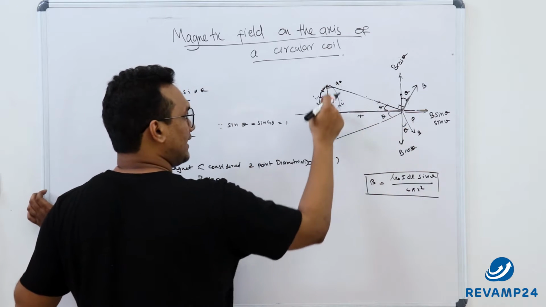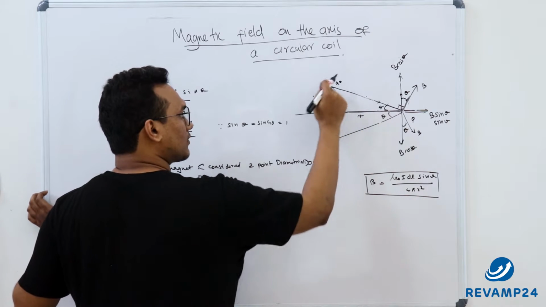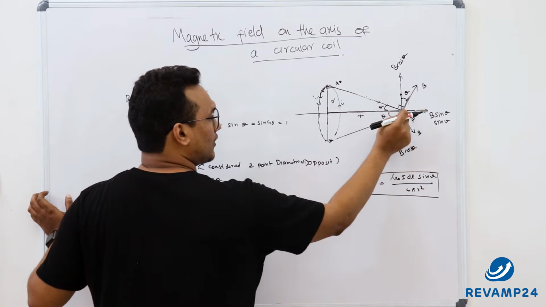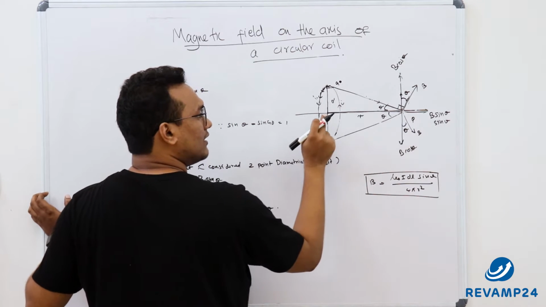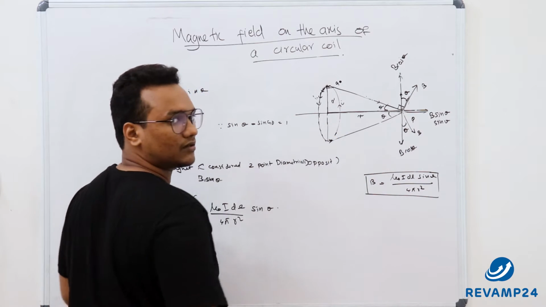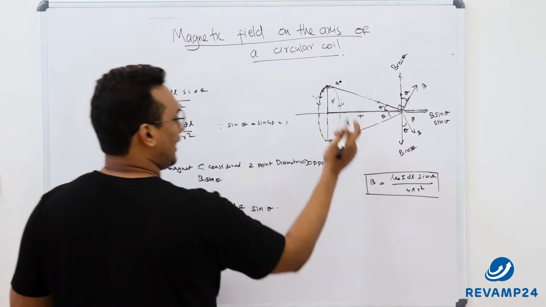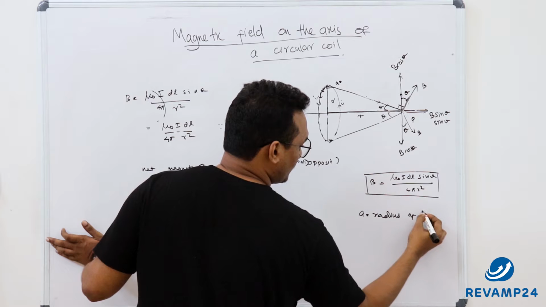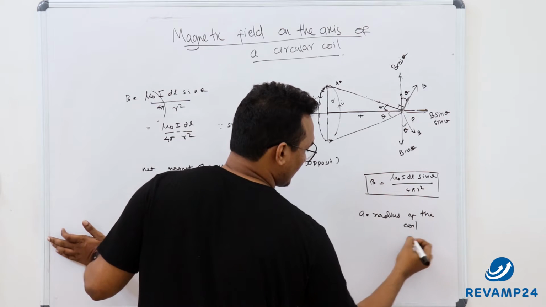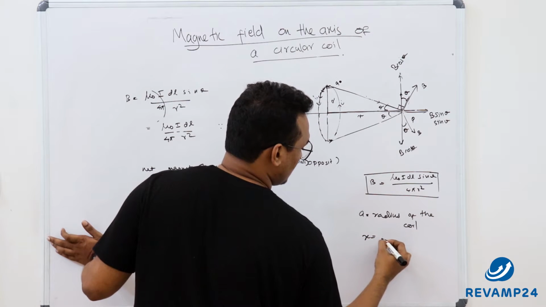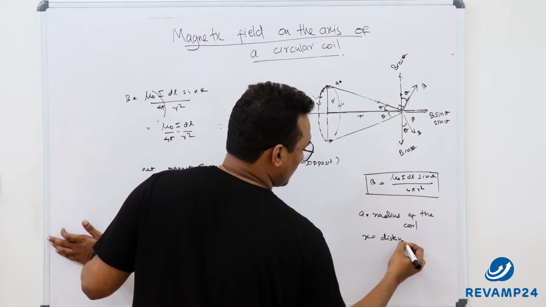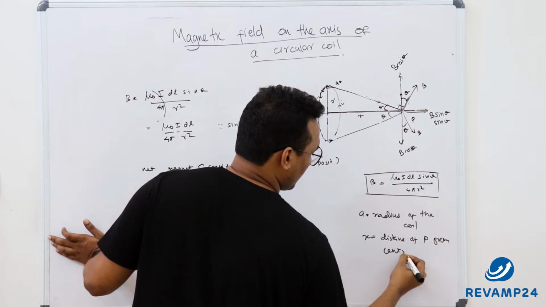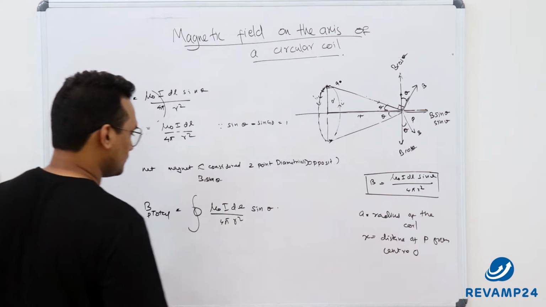I'll introduce what A is. A is nothing but the radius of the circular loop, and X is at a distance X away from the center. So we are finding the magnetic field at a point which is X distance away from the center of the coil. That is A and X. A is the radius of the coil and X is the distance of P from the center of the coil.